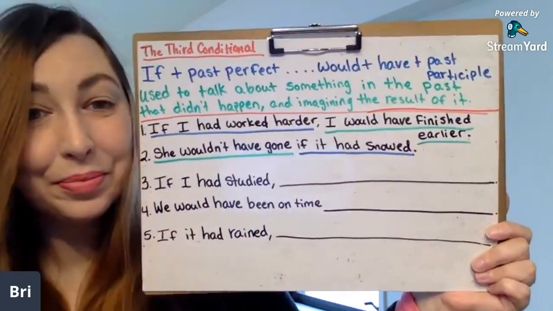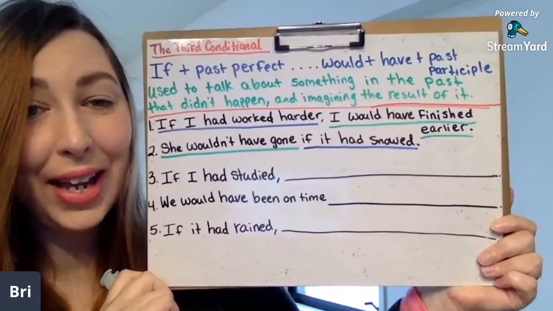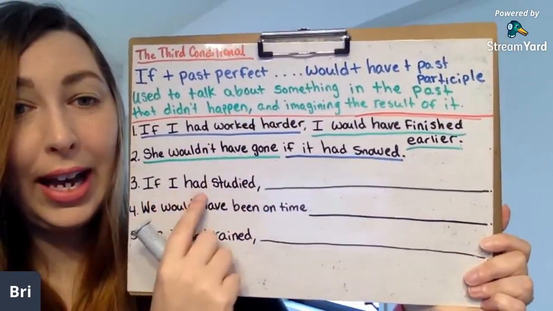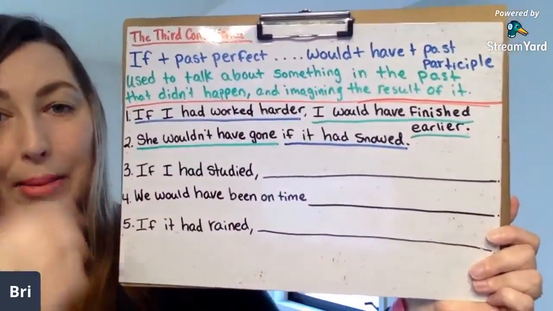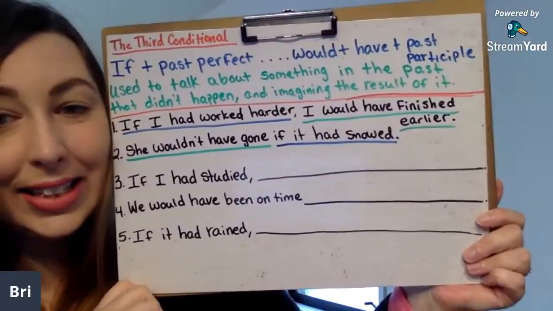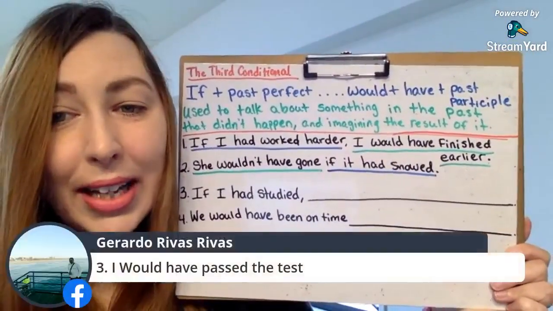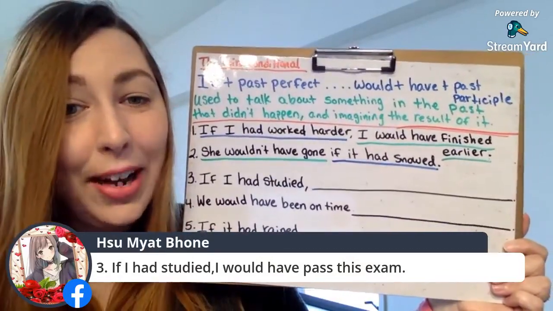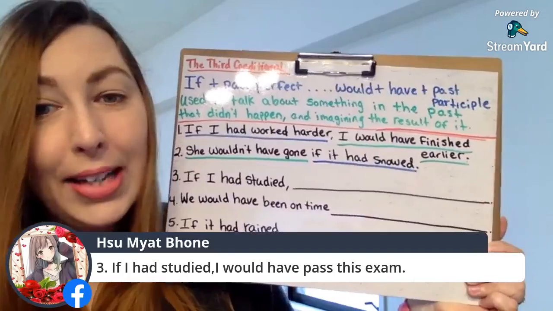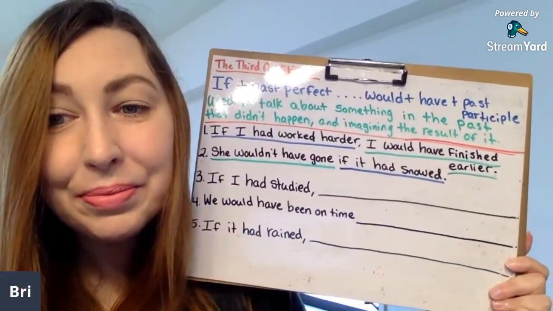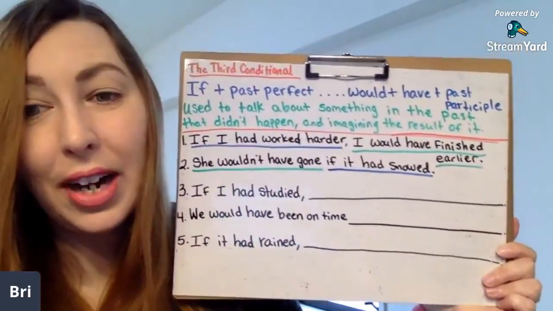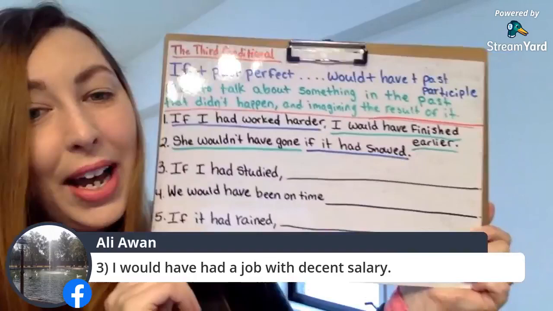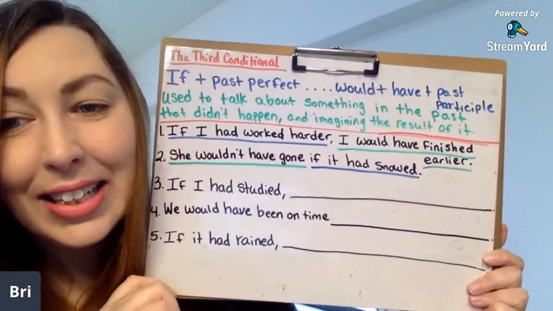Very good. Okay. So let's try to do number three together. If I had studied, so we have if plus past perfect. If I had studied, what would have happened? Oh, very good, Gerardo. Gerardo said, I would have passed the test. If I had studied, I would have passed. Maybe you need an ed at the end of passed, this exam. Yes, this conditional is very useful for conversations. If I had studied, let's see, Ali's: I would have had a job with a decent salary. Nice. Okay.